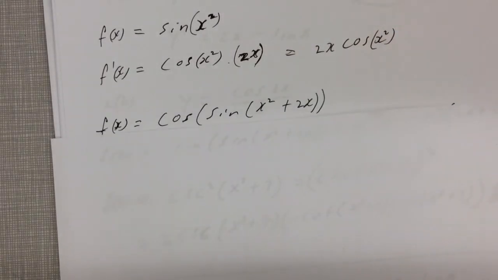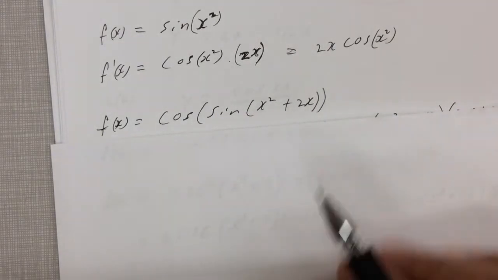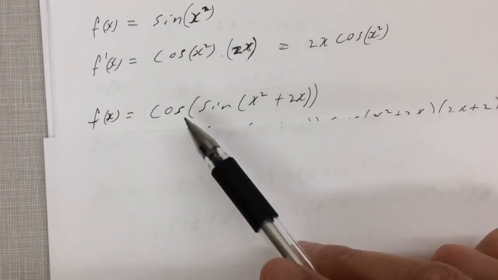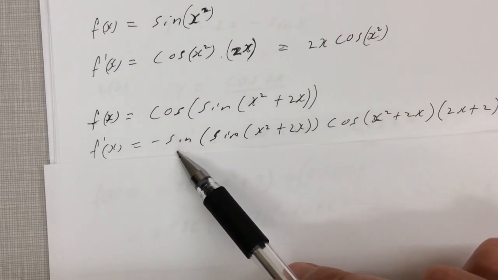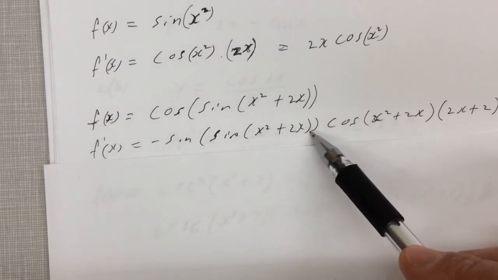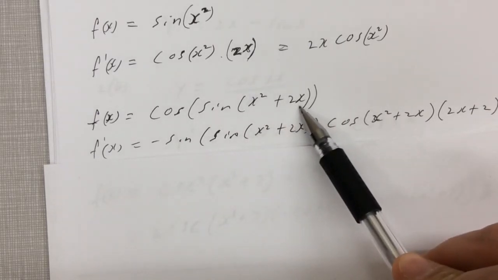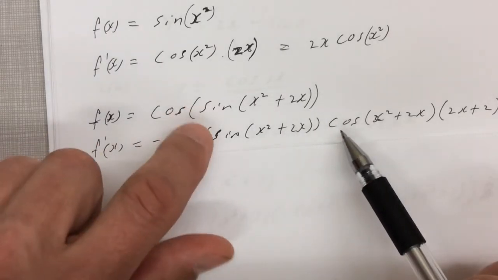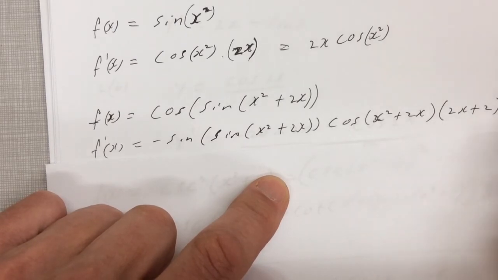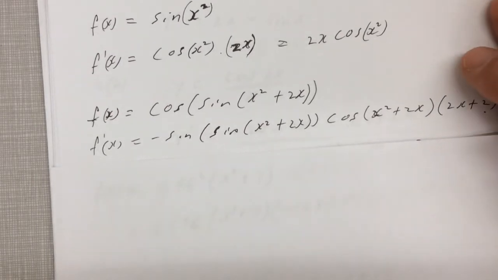Something like this, f of x equals cos of sine of x squared plus 2x. So this is a nested chain rule. Derivative of the outside is going to be negative sine. So that's the derivative of the outside with respect to the inside. Now we're going to take the derivative of sine of x squared plus 2x. So derivative of sine is cos x squared plus 2x times the derivative of the inside, which is 2x plus 2. Okay, a lot of organization here.